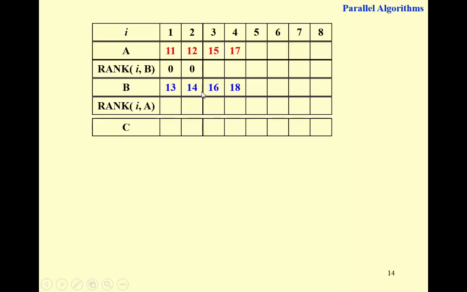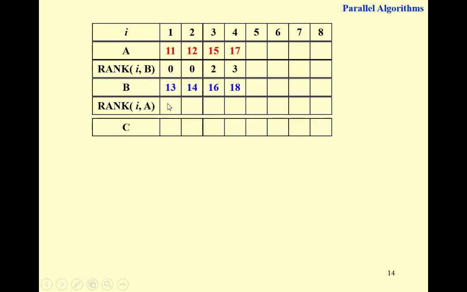15 is between 14 and 16, right? And by definition its rank should be what? Should be 2, right? It's supposed to be placed after the second element in B. Okay, and how about 17? That's 3, right? 17 is after 16, so this rank is 3.